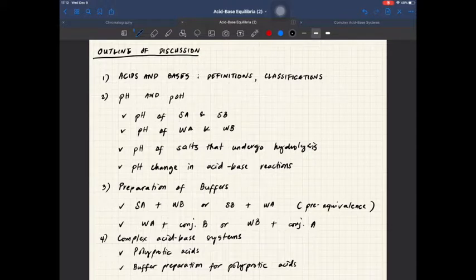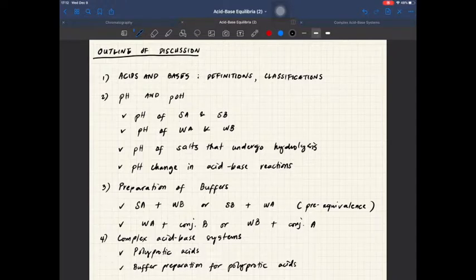Here is the outline of discussion for our class today. First, I'll be talking about acids and bases, their definitions and classifications. Next, I'll be talking about pH and pOH, particularly on how to calculate the pH of strong acids and strong bases, weak acids and weak bases, and salts that undergo hydrolysis. And finally, how to determine the pH change in acid-base reactions.